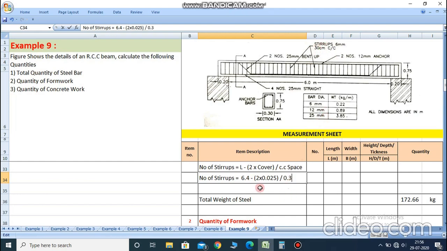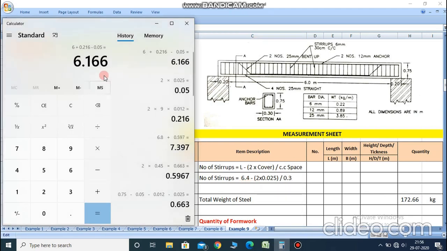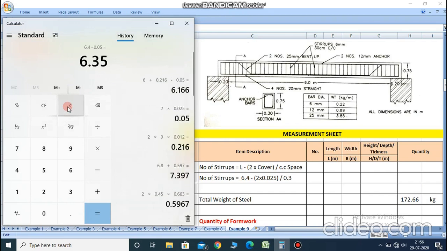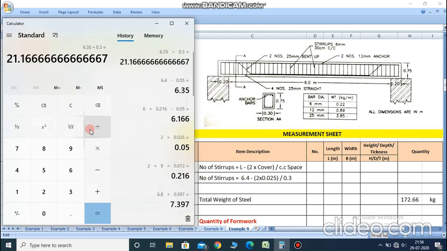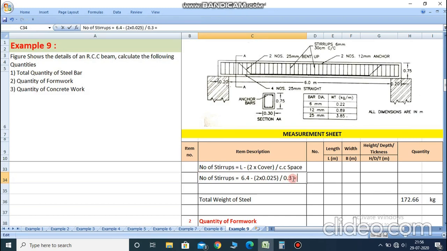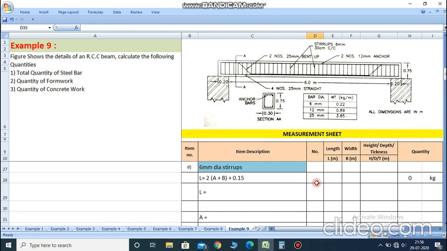So the number of stirrups is 6.4 minus 0.05. The answer we got is 6.35, divided by 0.3. The value we got is 21.16. Here we take a round figure, so the round figure we got is 22. Twenty-two stirrups are required. So here we write the number of stirrups: 22.